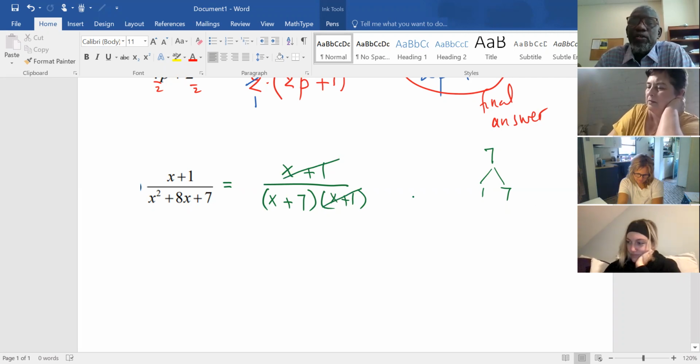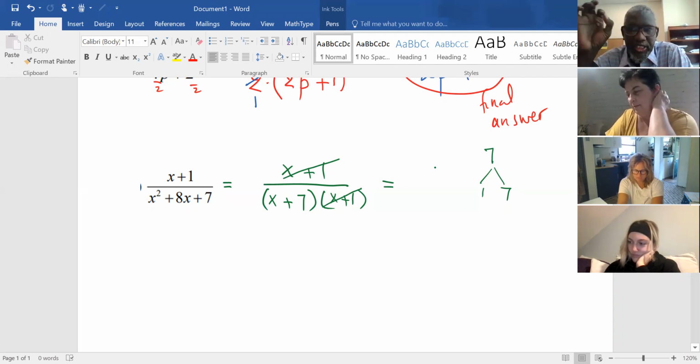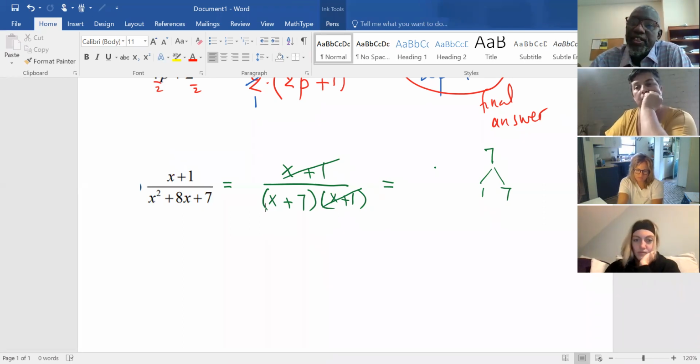Okay, so after we cross out x plus 1, what remains at the top? A 1. Exactly, we don't say 0. You see, 0 never comes from simplification. When you simplify something, 0 never comes out from that, okay? If everything is gone, you have 1 left, right? It's 1 over x plus 7.